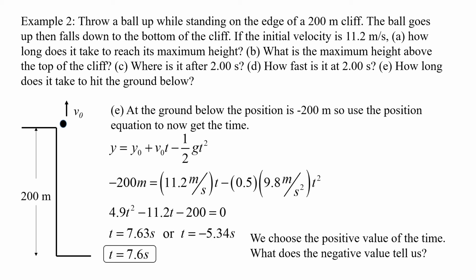Well, we're not going backward in time, and so we don't want the negative value. We want the positive value. So that means it takes 7.6 seconds for the ball to reach the bottom of the cliff.